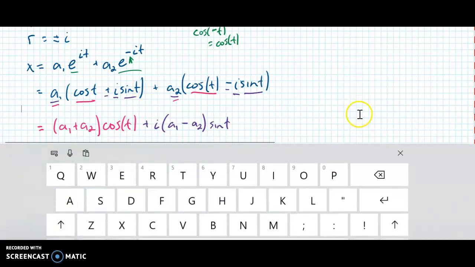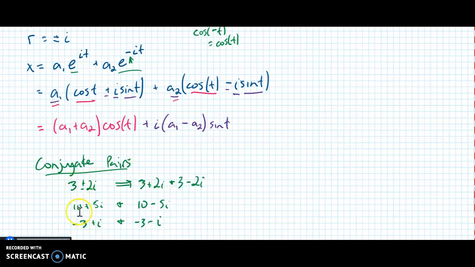So all I need is for the first number to be the same for all of them, and then the second one to be plus or minus versions of each other. So if I take a1 and a2 to be conjugate pairs, then I will get a real number out front of the cosine and a real number out front of the sine. Let me show you. I will do it with these first two, 3 plus 2i and 3 minus 2i.